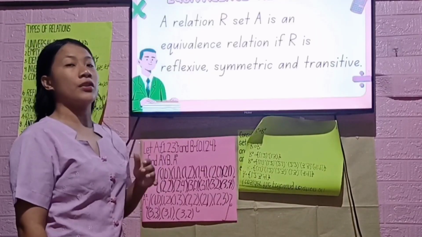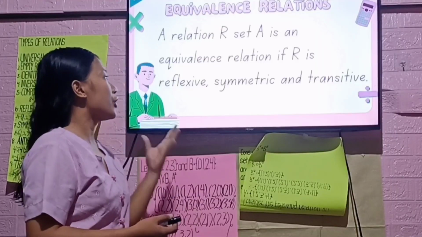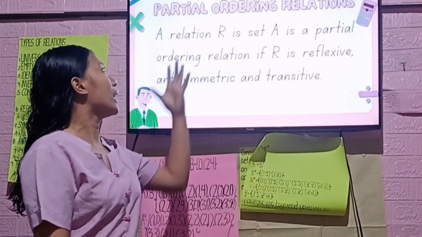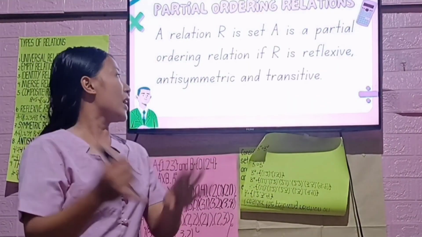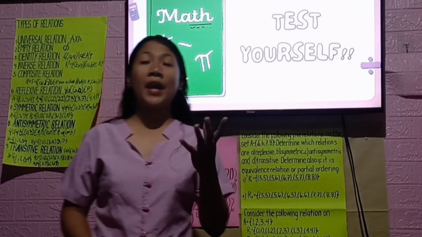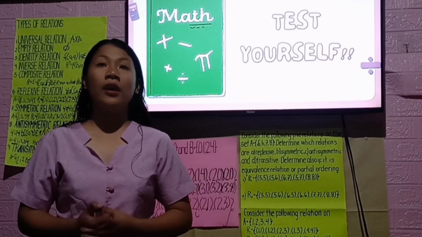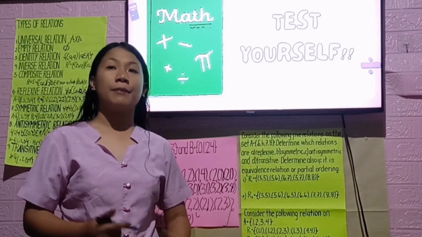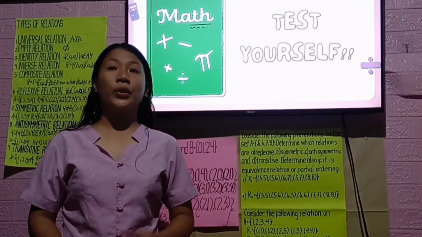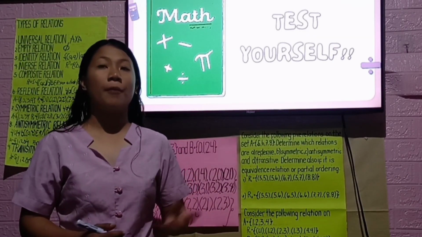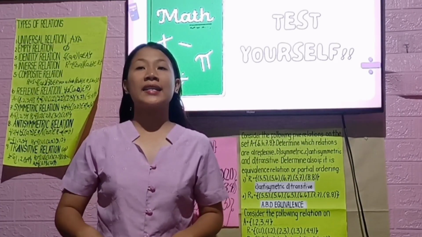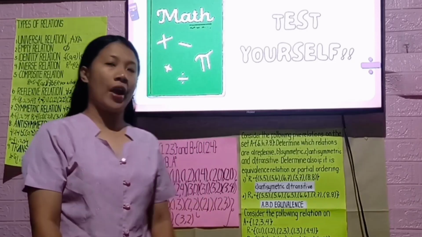A relation is an equivalence relation if it is reflexive, symmetric, and transitive, while a partial ordering is reflexive, antisymmetric, and transitive. R1 will be answered by Ms. Ryle, and R2 will be answered by Mr. John. In the composite of relations, R1 will be answered by Ms. Jane and number 2 is answered by Ms. Chan. Now, let's see if your answers are correct.